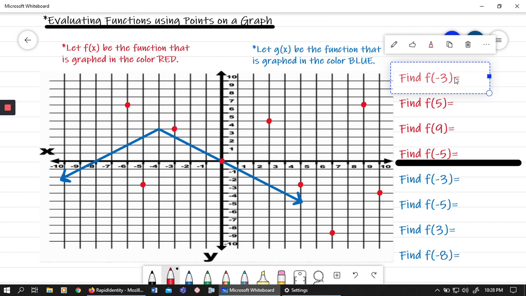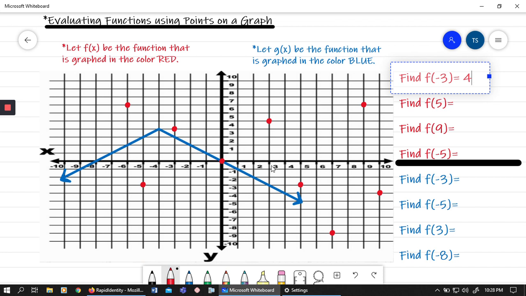So what that means is that for this particular one, f of negative 3 has the function value, or the y value, of 4. So f of negative 3 is equal to 4. Easy, simple, not rocket science. All right, let's do these other ones real quick.